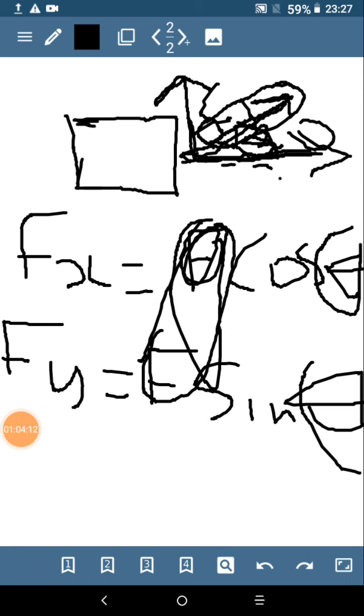So guys, if you practice these things, you will not have much problem when we come to Newton's second law, third law, and Newton's law of universal gravitation in our next video.